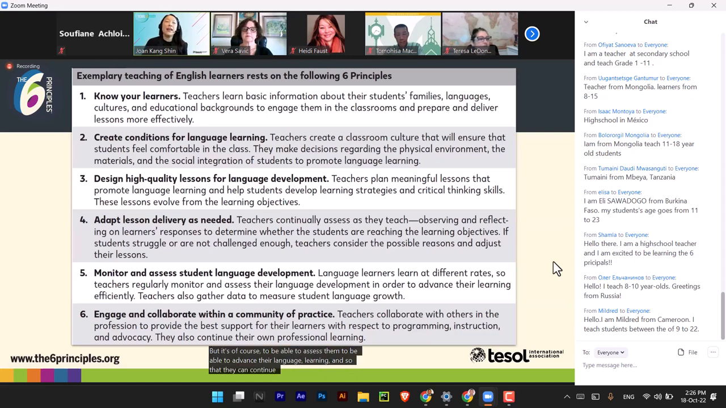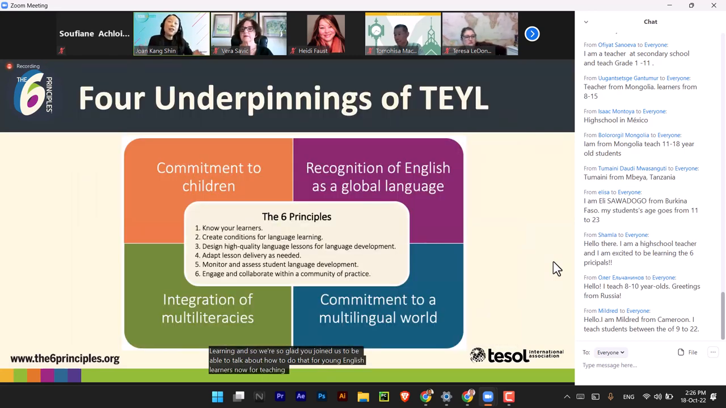And of course, the last one, by the way, is a perfect example of Principle 6, where teachers collaborate with others in the profession to provide the best support for their learners. And so that's what we're doing here, and that's why you are here, to continue your own professional learning. And so we're so glad you joined us to be able to talk about how to do that for young English learners.